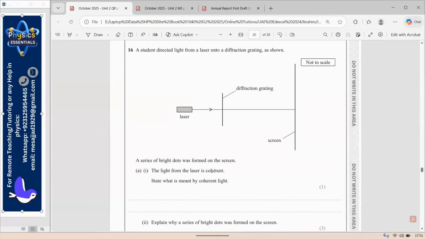A student directed light from a laser onto a diffraction grating as shown. A series of bright dots was formed on the screen. The light from the laser is coherent. State what is meant by coherent light.